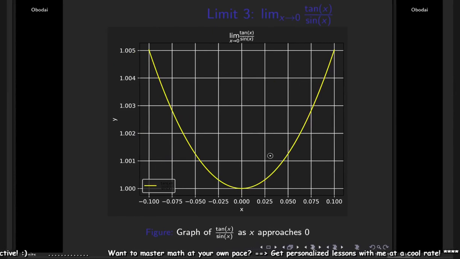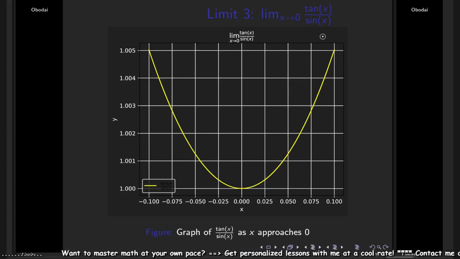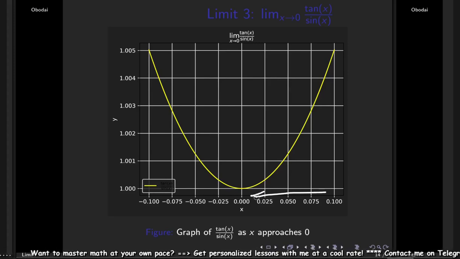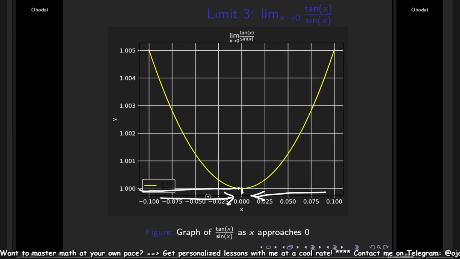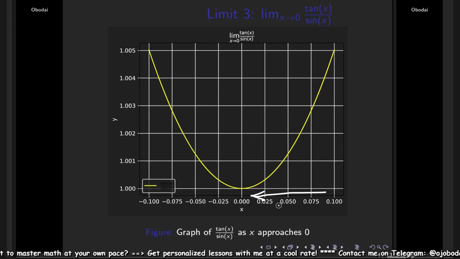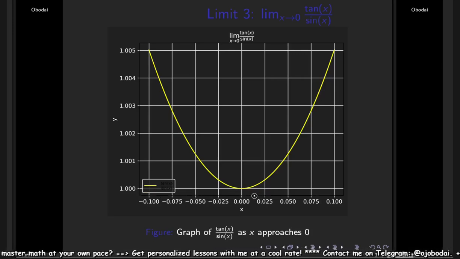This is a graphical representation of what we just did. So this here is the graph of our function tan x over sine x. And as you can see, as our x values are approaching what? 0. What are we getting? A value of 1. That is it for this one as well.